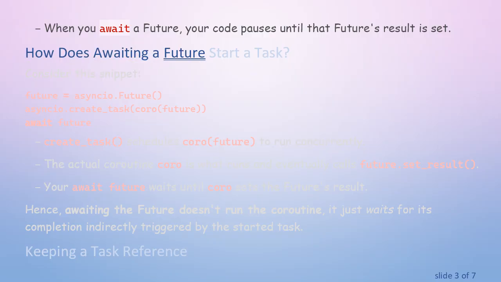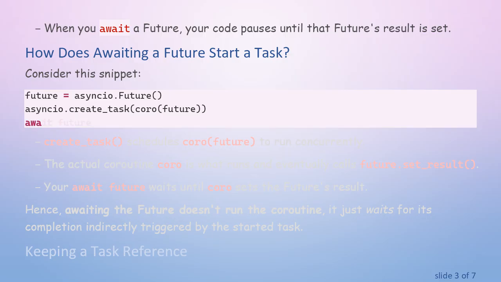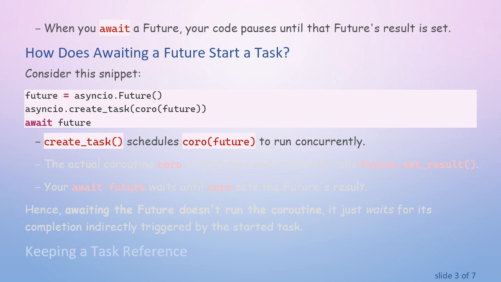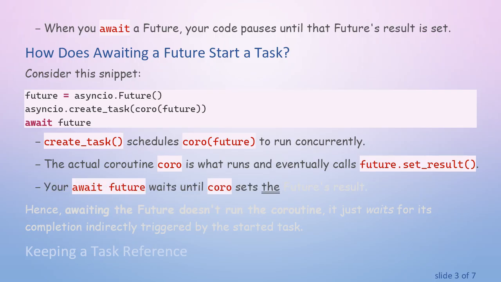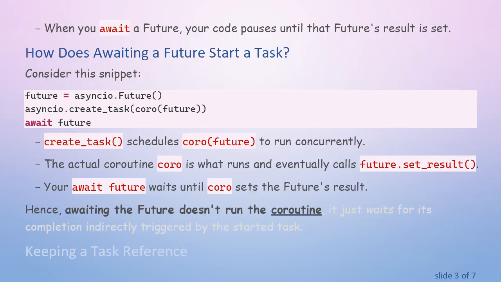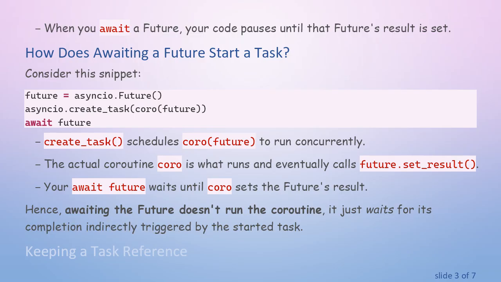How does awaiting a future start a task? Consider this snippet. create_task schedules coro_future to run concurrently. The actual coroutine coro is what runs and eventually calls future.set_result. Your await future waits until coro sets the future's result. Hence, awaiting the future doesn't run the coroutine, it just waits for its completion indirectly triggered by the started task.